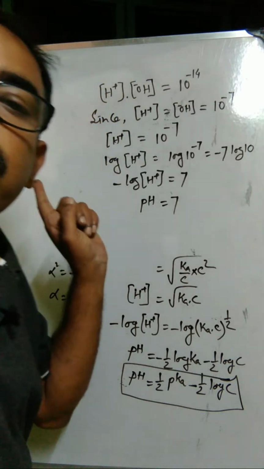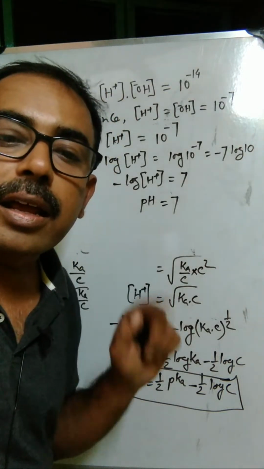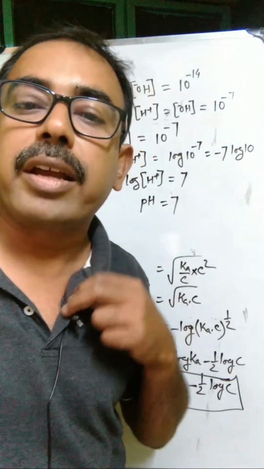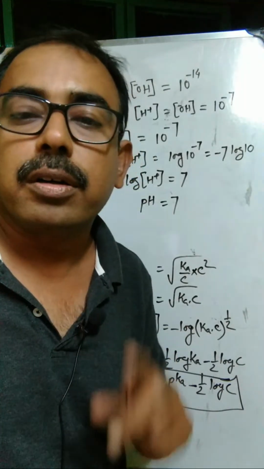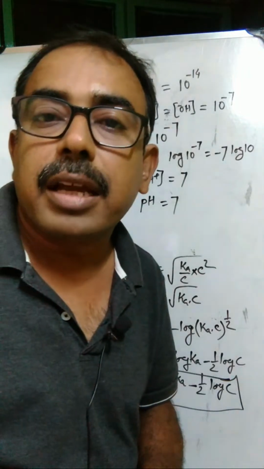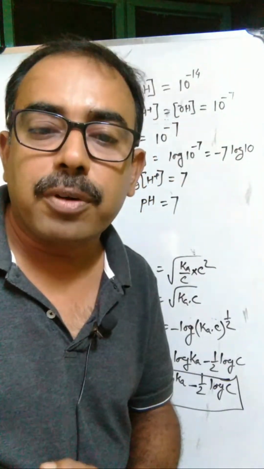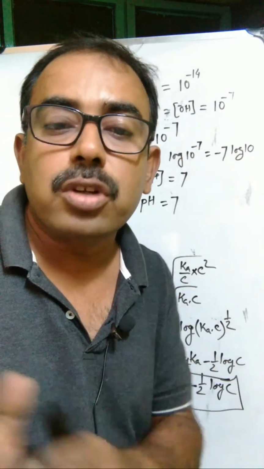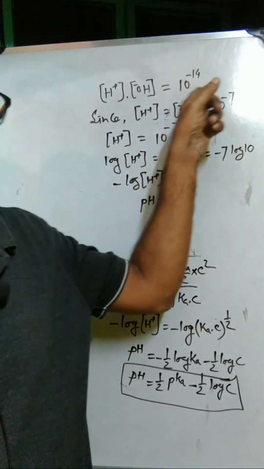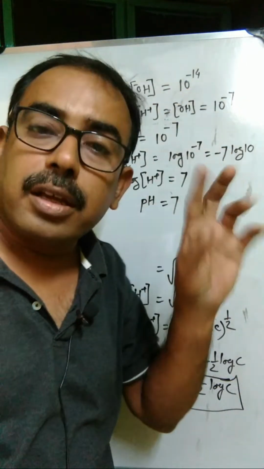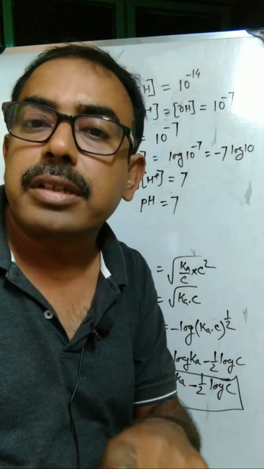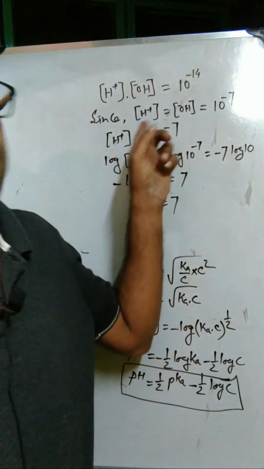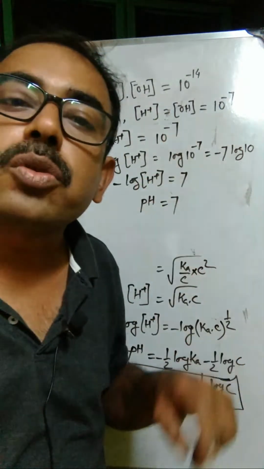For pure water, the concentration of H plus and concentration of OH minus ions are equal, and it is observed that the ionic product of water is 10 to the power minus 14. That is, the concentration of H plus ion times concentration of OH minus ion is 10 to the power minus 14. Since the water is neutral, neither acidic nor basic, the concentration of H plus and concentration of OH minus ions are equal, and both will be equal to 10 to the power minus 7.